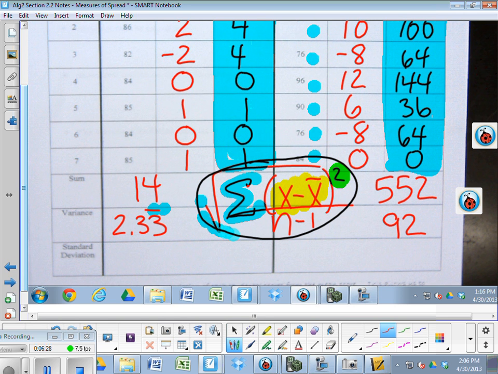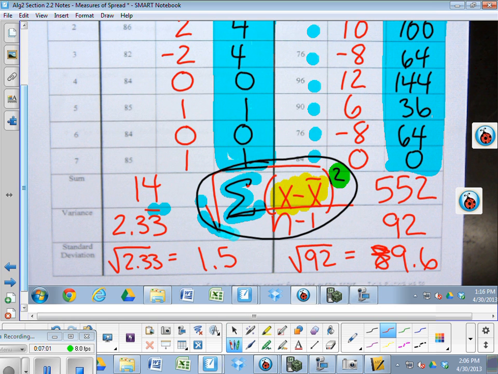Standard deviation is the square root of each of these. Square root of 2.33, square root of 92. That's the standard deviation. 1.5. Let's just go with 1.5 for her. For him, sorry, 9.6.